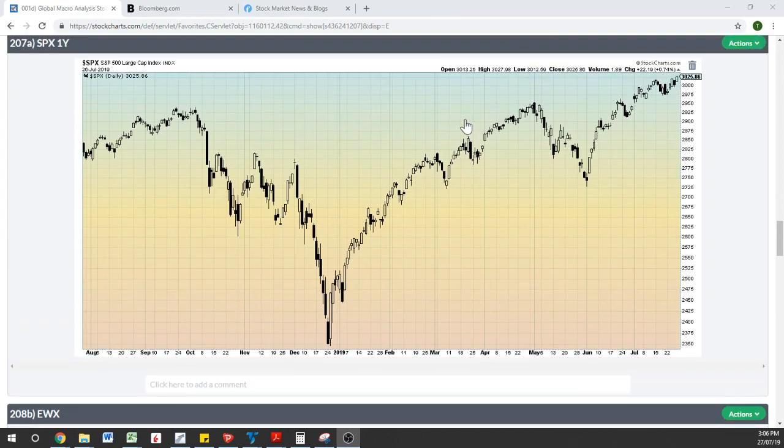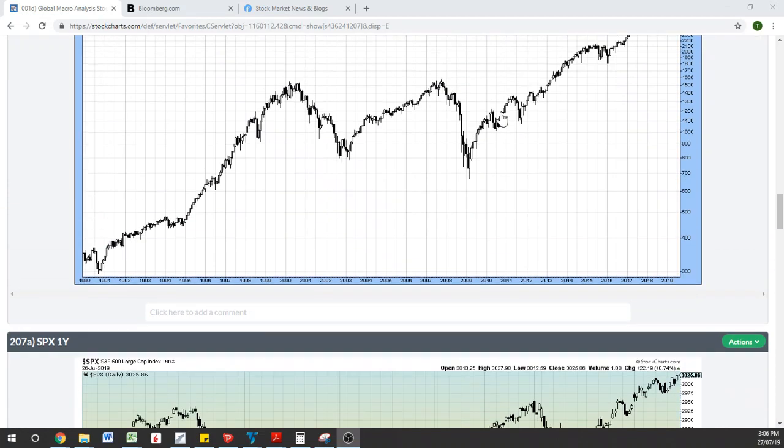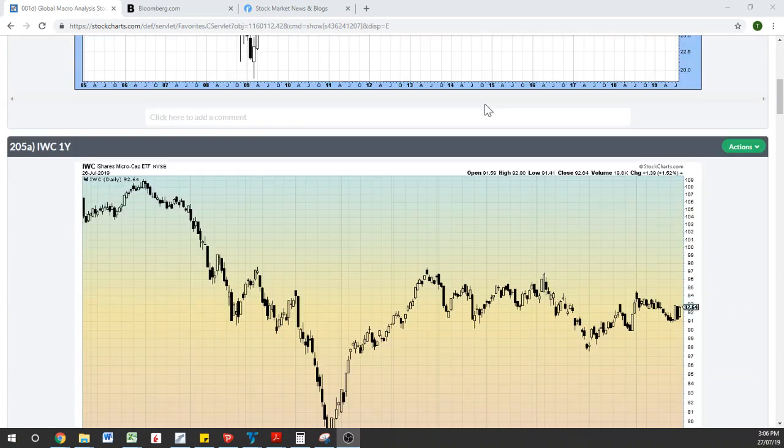typically I believe when there's weakness in small caps and that's not reflected in large caps, I think it's actually going to be the small caps that end up being the correct indicator of what's going to happen. So I think there's going to be further weakness in the large cap space, S&P 500. So that's one thing I've noticed first of all.